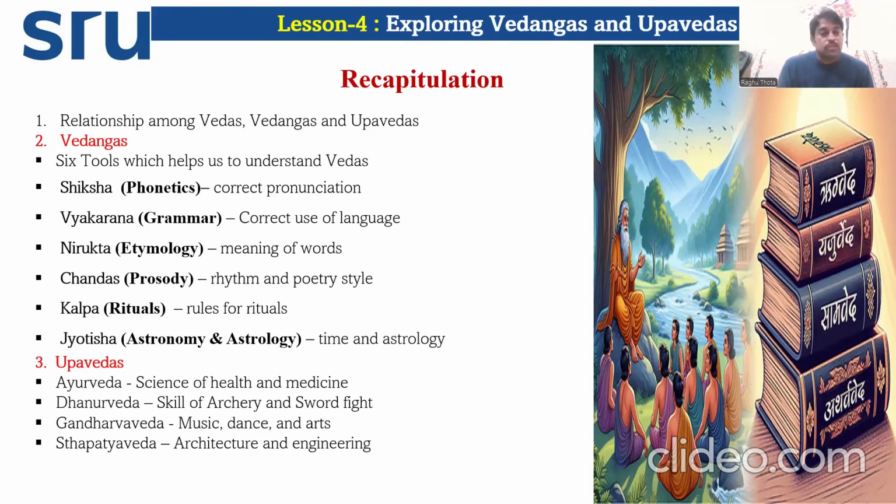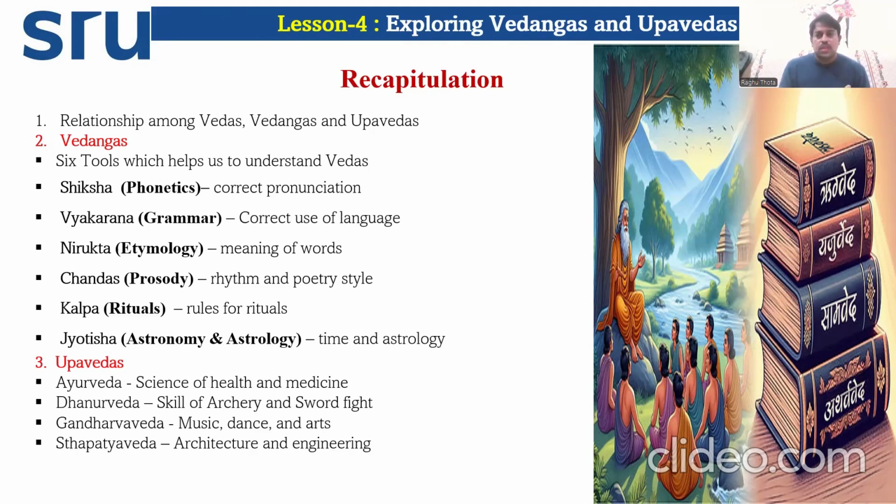And third one, Nirukta, etymology, which means vocabulary, the meanings of words, which help us to understand the meanings of information in Vedas. And Chandas, rhythm and poetic style. And Kalpa, rituals, the rules of rituals, what kind of rituals they had followed, what kind of step-by-step analysis they had, everything has been explained. And Jyotisha, it is about astronomy and astrology.